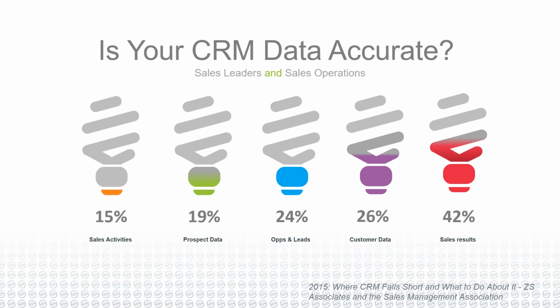And sales results, the ability to accurately forecast and look at your pipeline, less than half thought that information was accurate. So it's no wonder over the last year or so there's been this drastic reduction in the number of companies that think that their digital IQ is strong, because what the digital IQ is based on, which is the data that's going into our systems, is just not trusted.